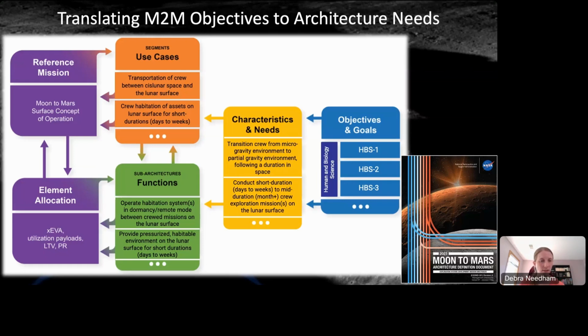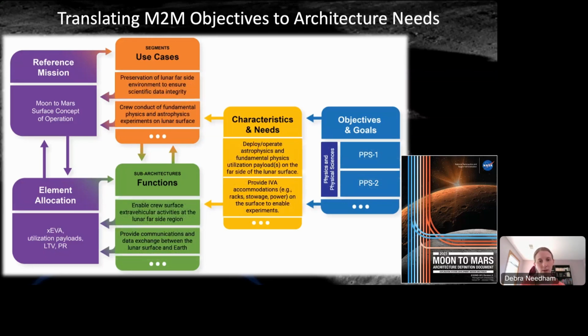And then again, down to the functions, we need to operate habitation systems. And you can help us explain what that means in discussions today and later today. But in remote mode between crewed missions, as well as while crew are there, and then providing a pressurized habitable environment, of course, on the lunar surface for short durations. And then what do we want to be able to do with that habitable environment is what we're here to discuss. Okay, so the next chart, I'll finish up with examples from the physics and physical sciences.